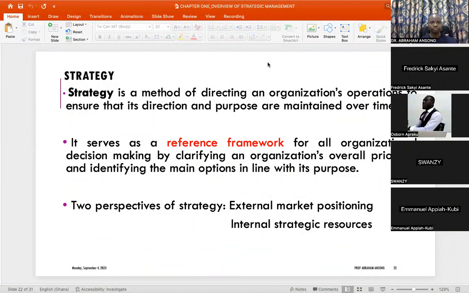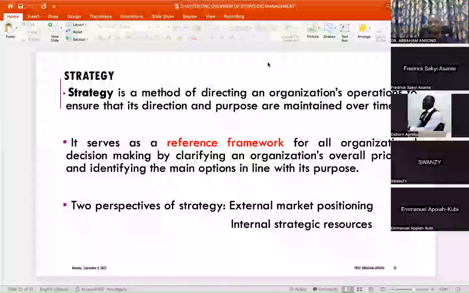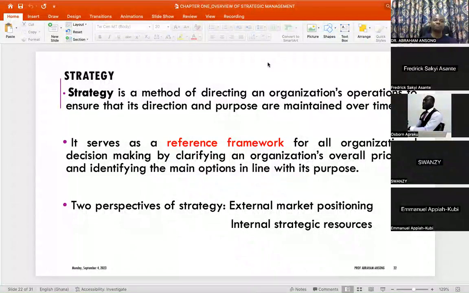So there are two perspectives of strategy. You want to gain a position in the external market. All right, so market positioning. You're pursuing a strategy because you don't want to lose out at the marketplace. So the external market positioning is one of the key aspects or perspectives of strategy.